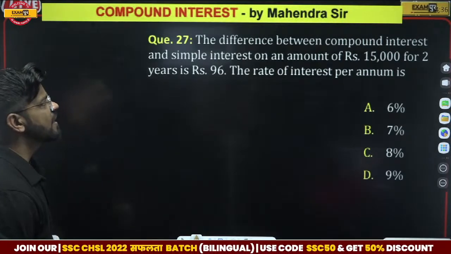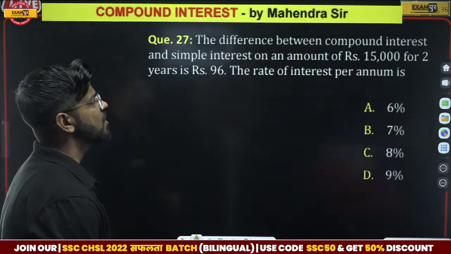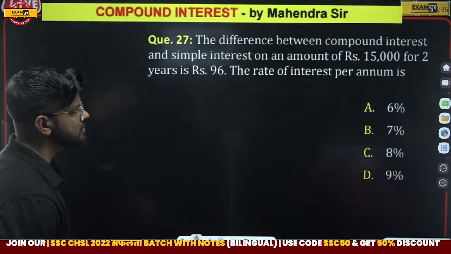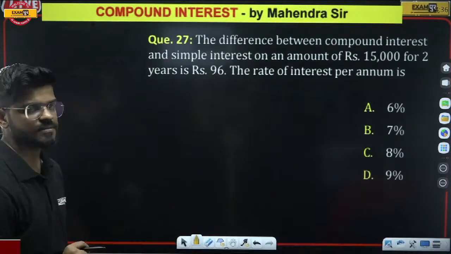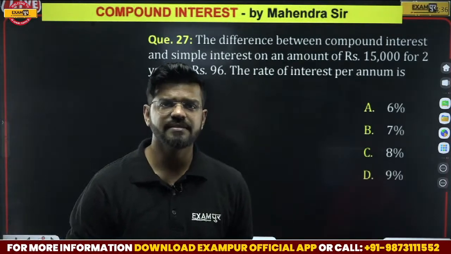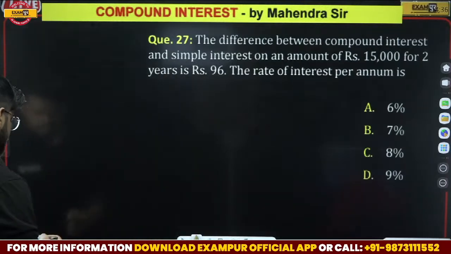Tell me the answer of this question. The difference between compound interest and simple interest on an amount of 15,000 for 2 years is 96. The rate of interest per annum is this. The question is very simple. Let me tell you one formula.